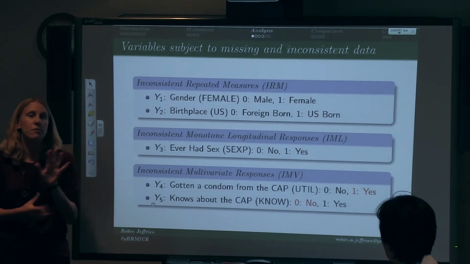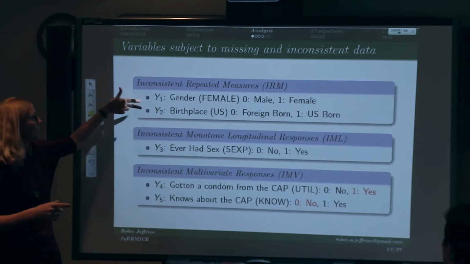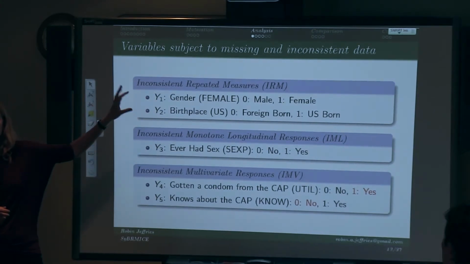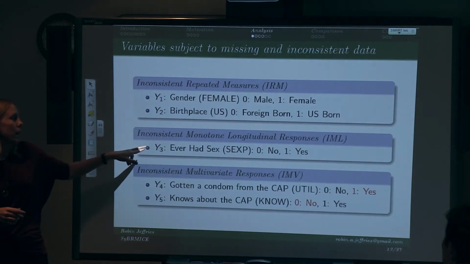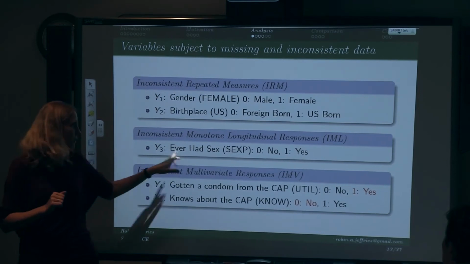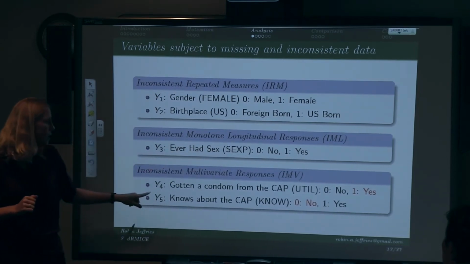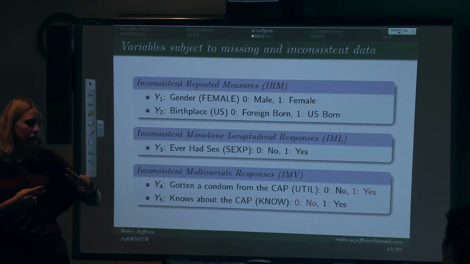So the 5 variables specifically that I'm going to look at and demonstrate in this model: 2 of them are the inconsistent repeated measures, gender and birthplace; having ever had sex as a monotone longitudinal response that can only go from 0 to 1; and then the inconsistent multivariate response patterns.